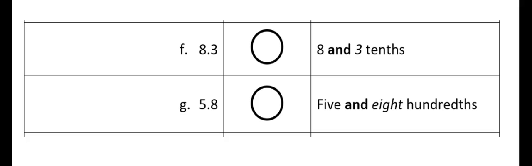In this section, we're comparing decimals written as numbers to decimals written in word form. For question F, I have 8 ones and 3/10ths, and I'm comparing that to 8 and 3/10ths. If I write that in number form, 8 and, for my decimal point, 3 is in the tenths place. So you can see those two numbers are the same thing.